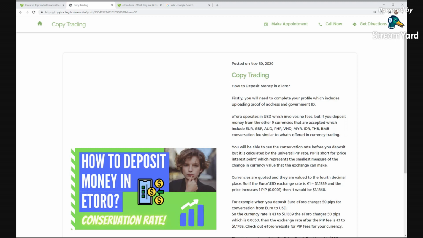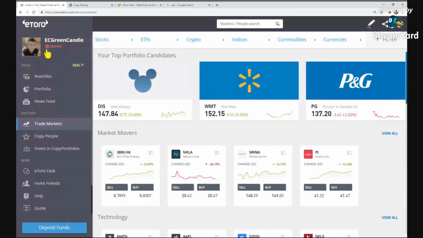But first of all, you need to complete your profile, which includes updating your proof of address and government ID. So you'll see that at the top of your screen here. If it's not completed, it will say like 50% or 60%. So once you have that completed, you're ready to deposit money, okay?